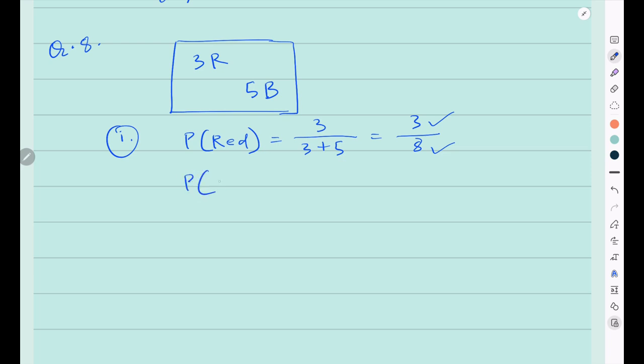Then it is asking us to calculate the probability of drawing a ball which is not red. In a way we can denote it like this: probability of not having a red ball is 1 minus 3/8, that is 5/8. Okay, so that is the answer.